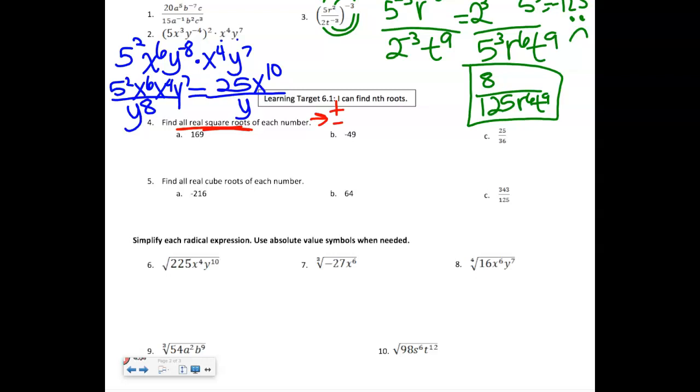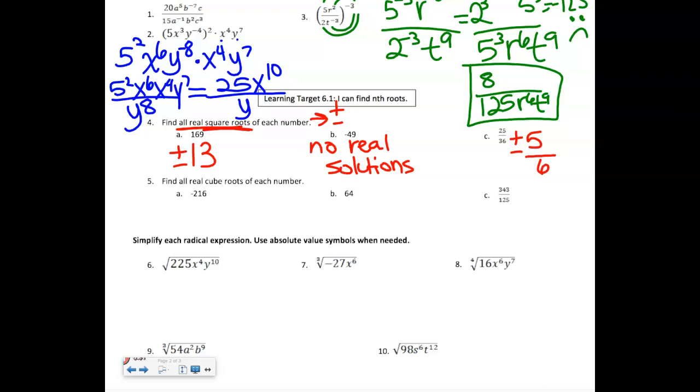So 169, it's on our list, and so when I square root 169, I'm going to get positive negative 13. Now 49 is on my list, but I can't square root negatives. They don't give me real answers. So this one, our answer is going to be no real solutions. Okay. Whereas our next one, it's a fraction, but both 25 and 36, they're both perfect squares. So I'm going to say positive negative 5 over 6. Okay. So that was square roots.